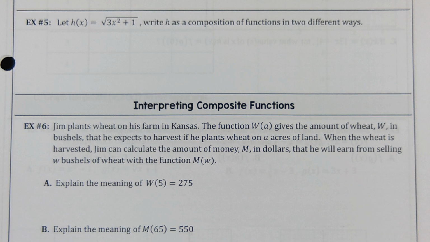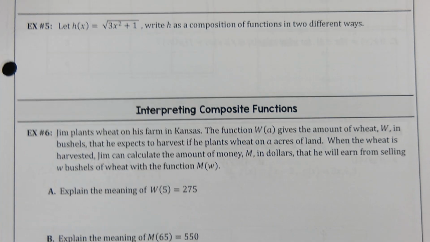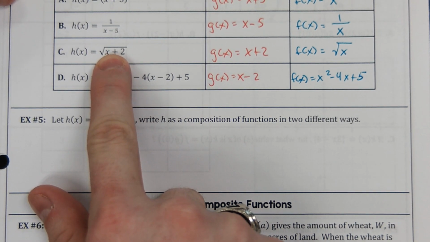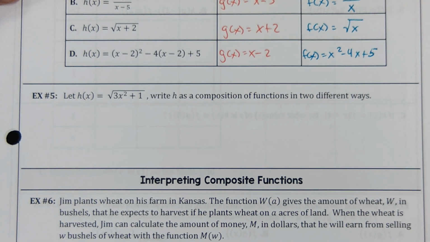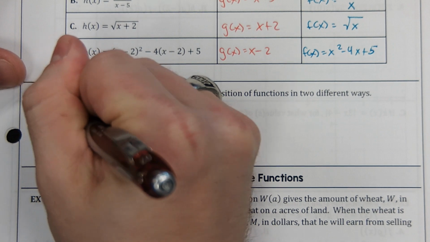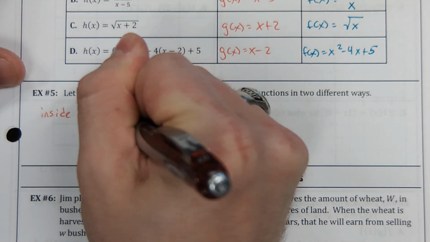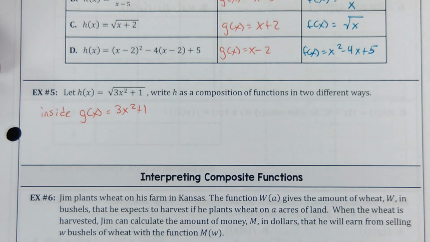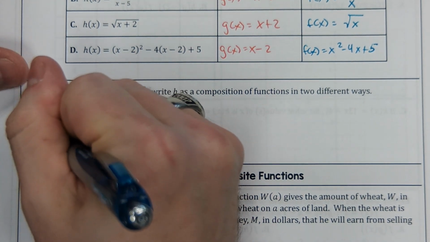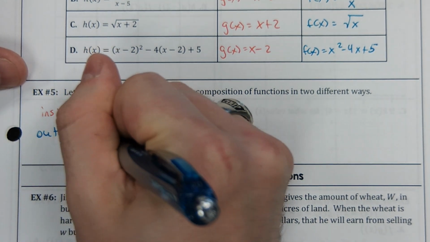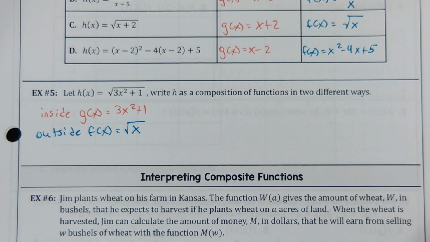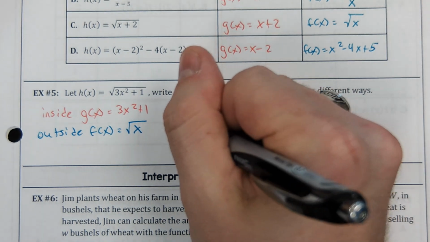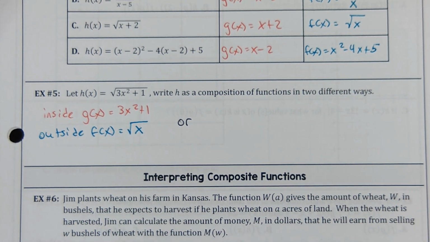Let's do the low-hanging fruit, the easy way, the same way we did it here for C, where we could just say that the entire inside is g of x, and that it has been simply plugged into a square root bar. That's the easiest way. Could someone give me another way?